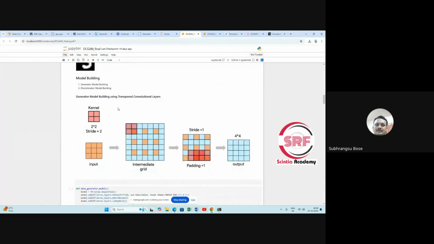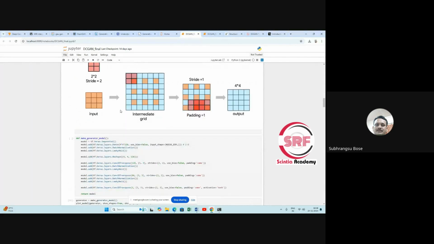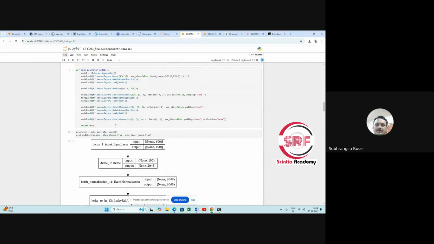Then model building. How to generate a model? Build a generator model. Two models will be generated: one is the generator model and another is the discriminator model. First, I will discuss the generator model.